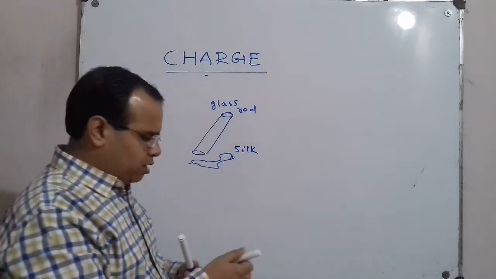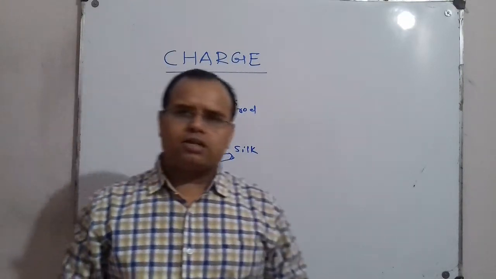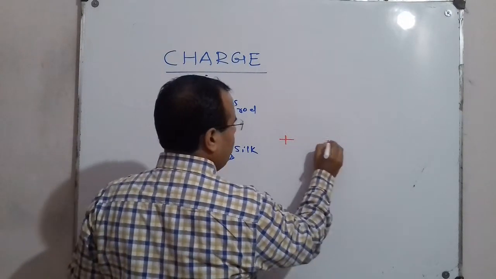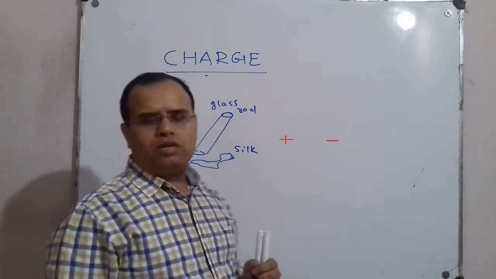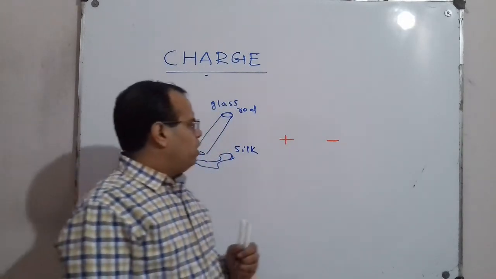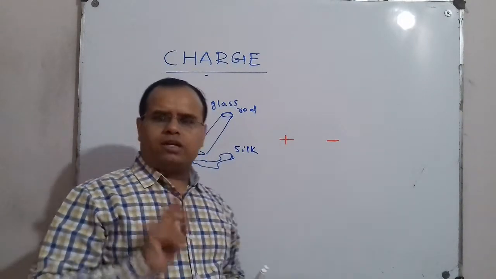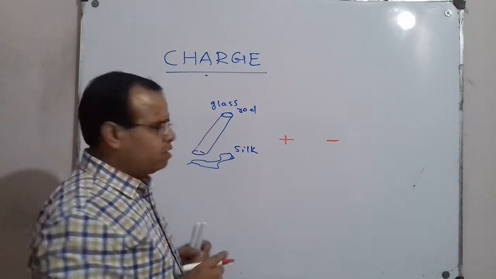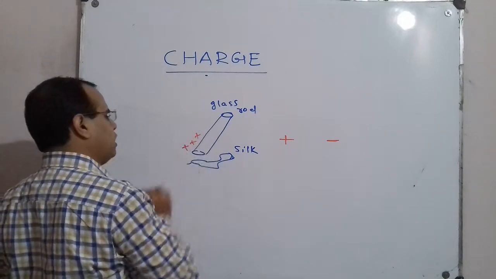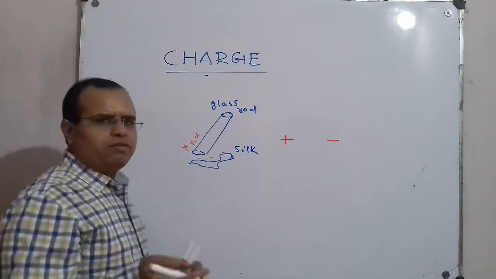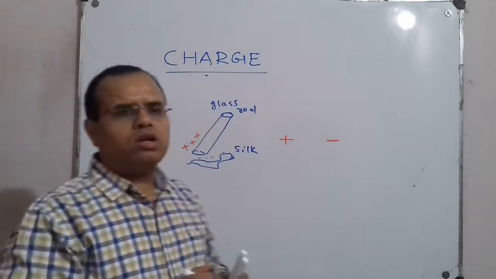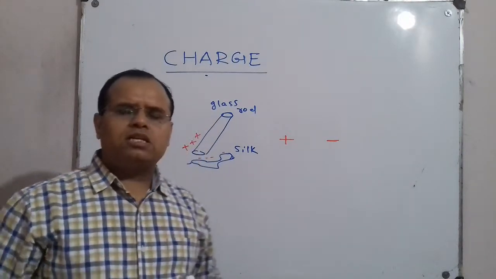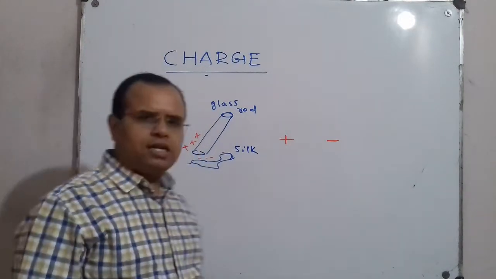There was a scientist named Benjamin Franklin, and he classified the charges into two categories, positive and negative. According to Benjamin Franklin, there are two categories of charges, positive and negative. So when we rub a glass rod with silk, the glass rod becomes positively charged and silk becomes negatively charged. Initially, when we didn't rub, the glass rod was neutral and silk was neutral, but when you rub them, the glass rod gets positively charged and silk gets negatively charged.